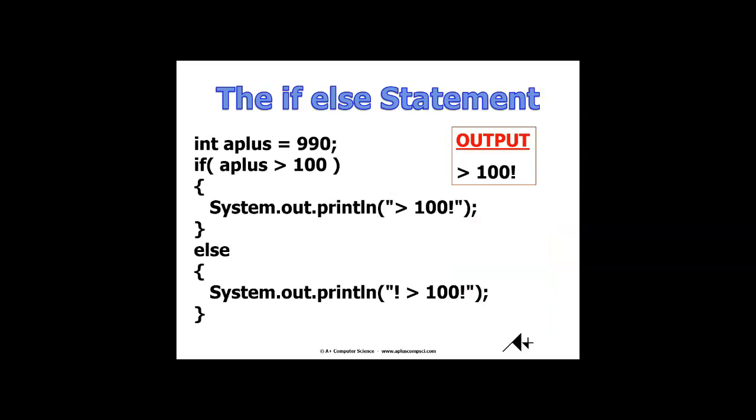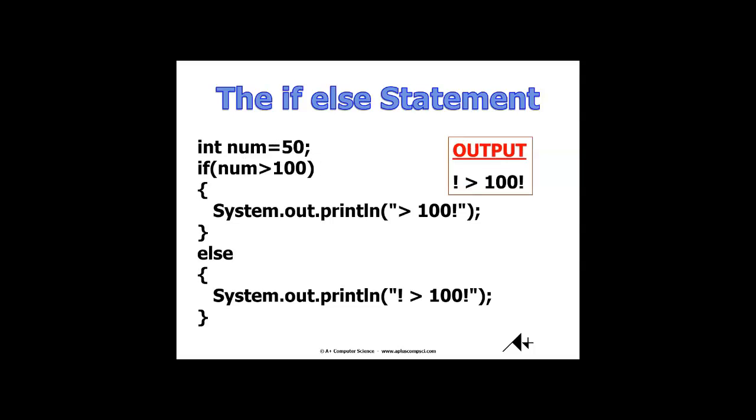So here we have num is 990. 990 is greater than 100, prints out greater than 100, done. If num was not greater than 100, it would then switch over to the else and execute those statements. So here we have num is 50. 50 is not greater than 100, so it jumps down to the else and prints out not greater than 100. So you get the general idea, right?